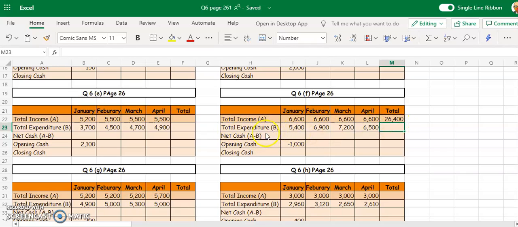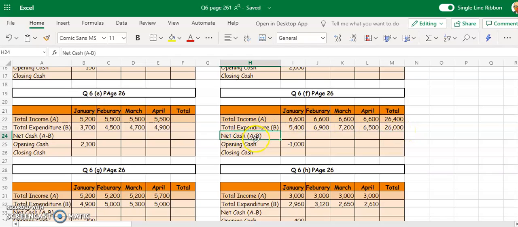Then our total expenditure, now you would have done this as well. Your total expenditure is made up of your fixed or regular expenditure, plus your irregular expenditure, plus your discretionary expenditure. So our expenditure for January is 5,400, for February 6,900, for March 7,200, for April 6,500. You need to add up all these totals for each month to get your totals for the 4 months. So our expenditure is going to be 26,000 for the total 4 months.